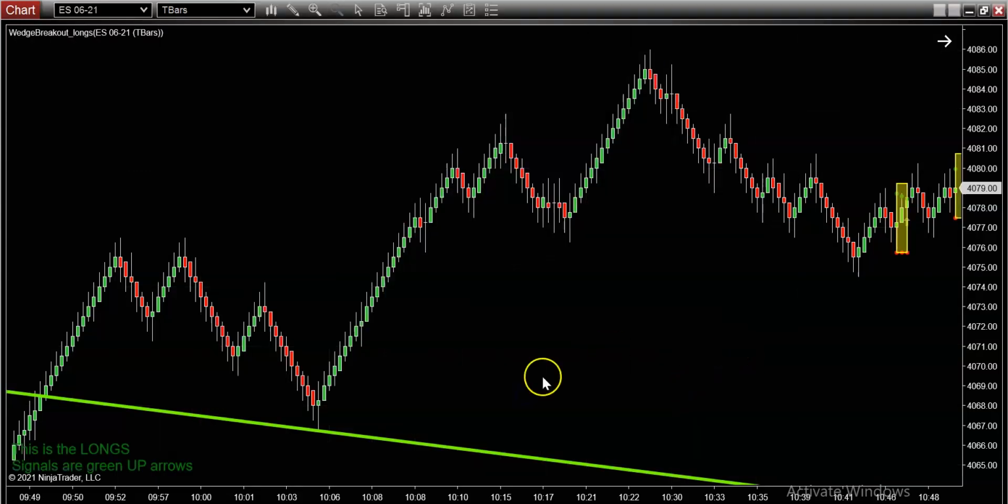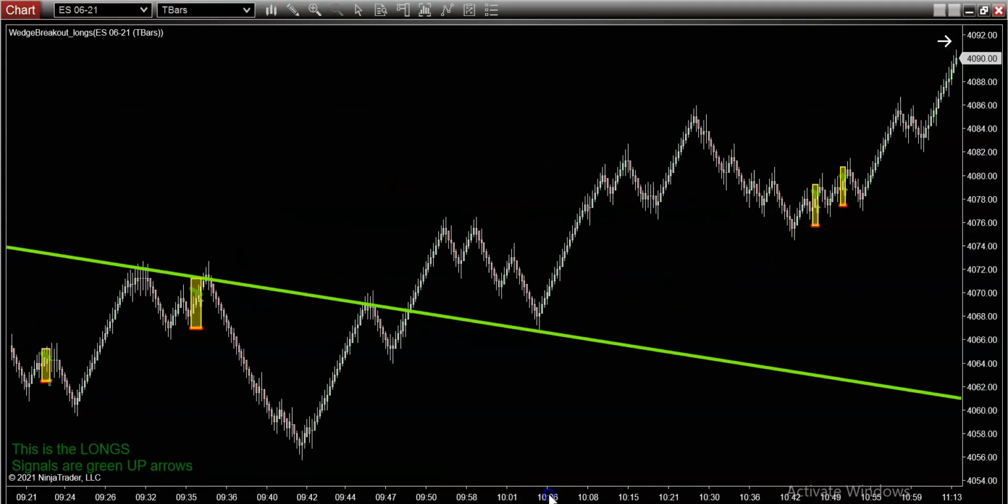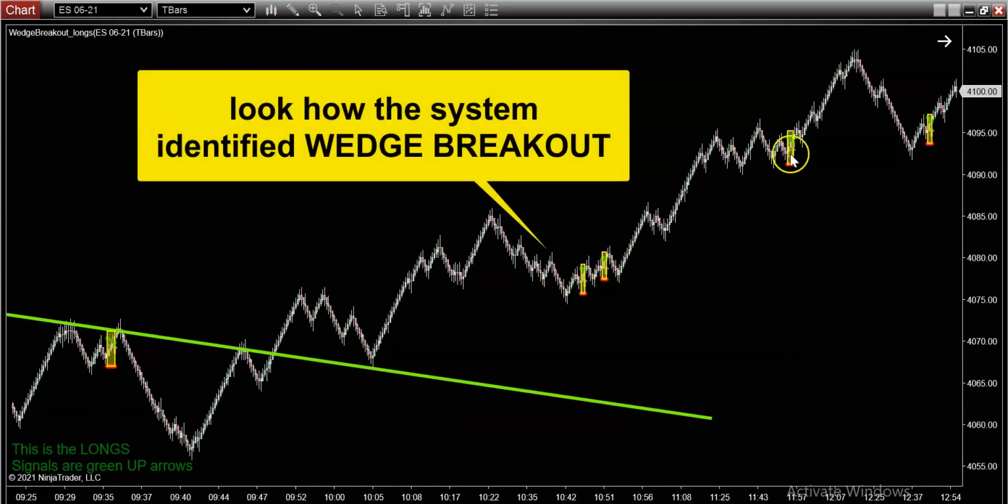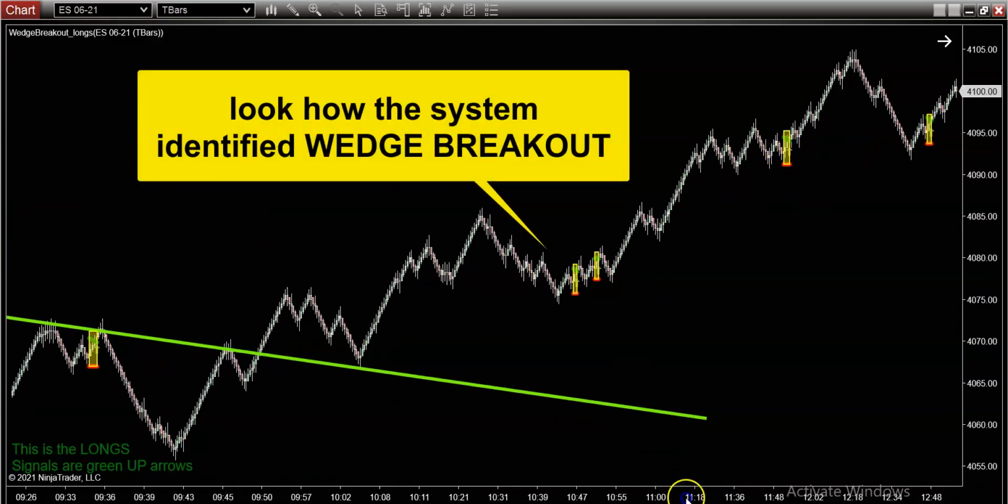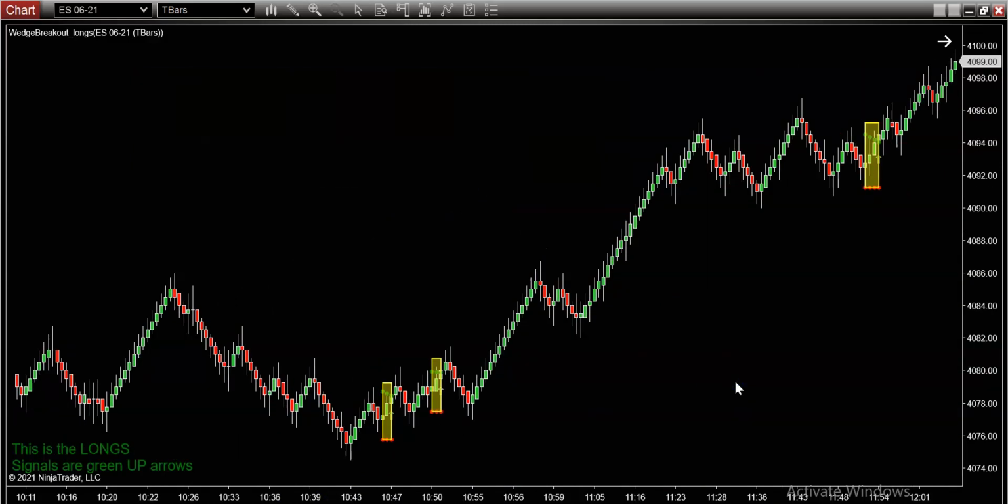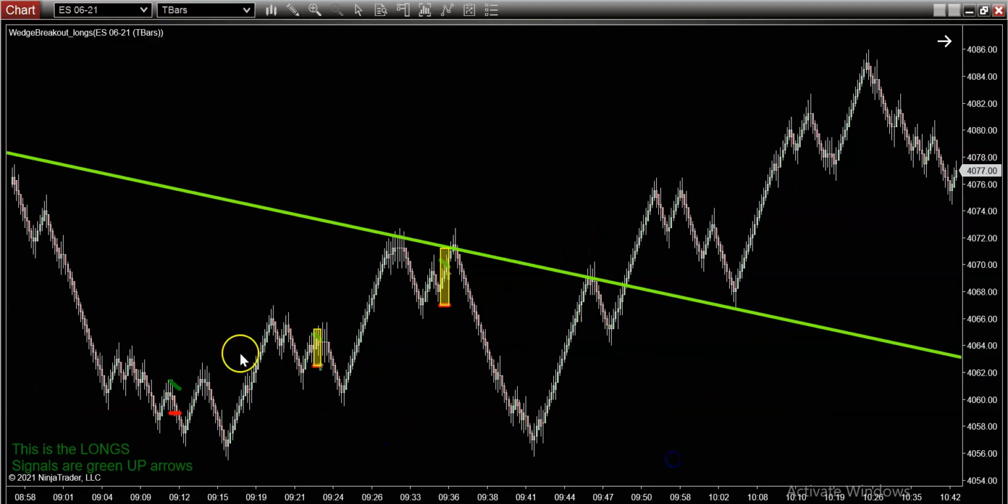Let's see what happens. And kaboom. You guys see that? Let me squish this. Let me zoom out a little bit so you can get a better idea. You guys see all these yellow boxes here? This indicates for us every single wedge breakout. This tells us every long signal here. And you can see we've got some wedge breakouts above the green trend line, and we've got some wedge breakouts below the green line.